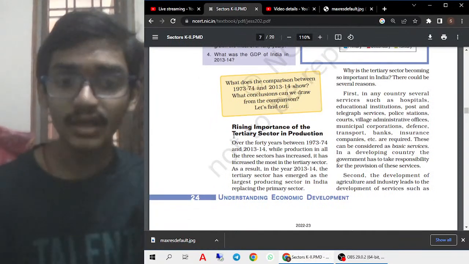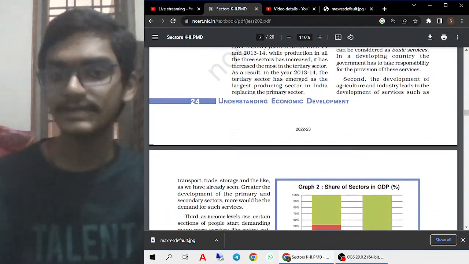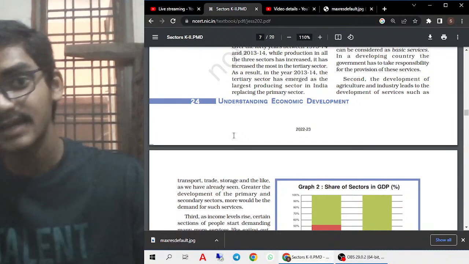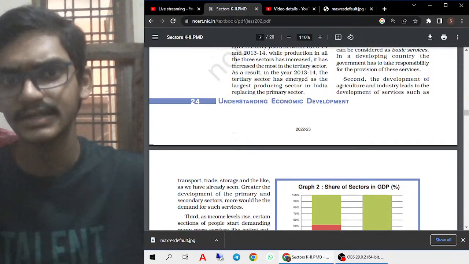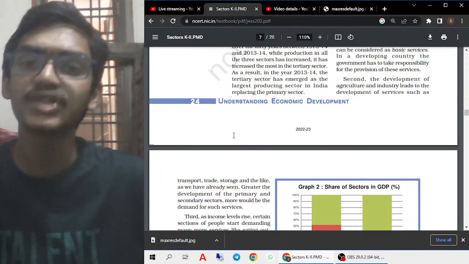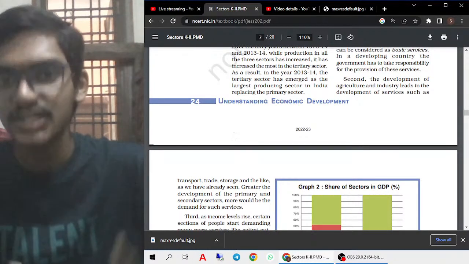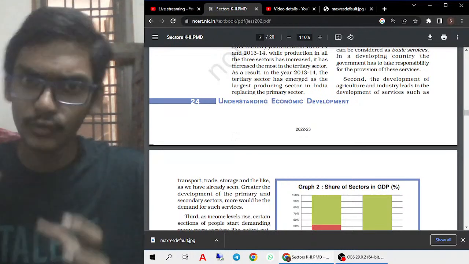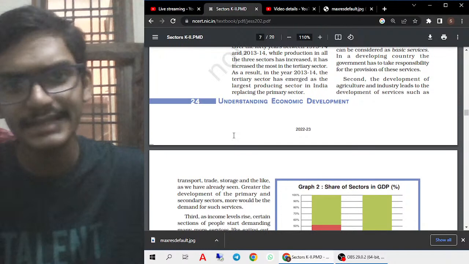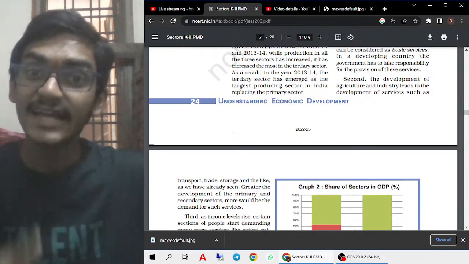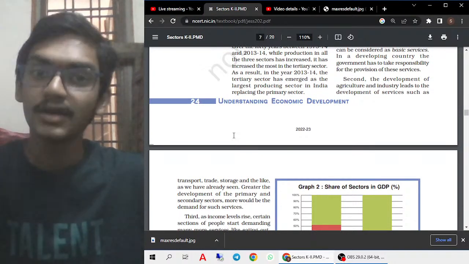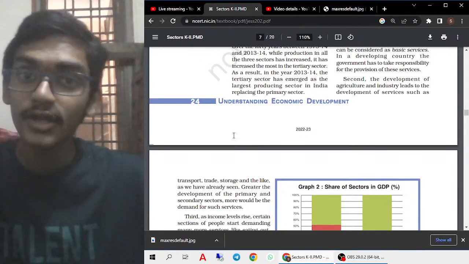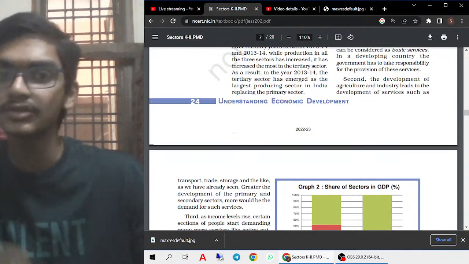Now let us see the second most important reason. The growth of the primary and the secondary sector also resulted in the growth of the tertiary sector. How? When more goods are being exploited from nature, more goods are also processed by the secondary sector. That means more transportation is also required, right? More transportation is very important in order to send all those products to the people.